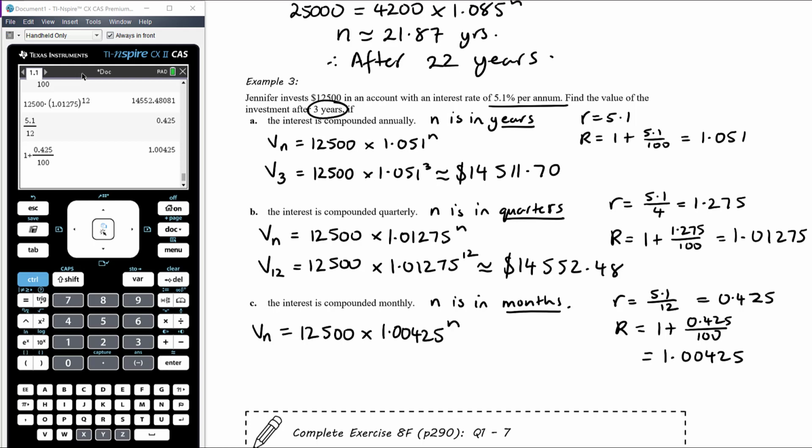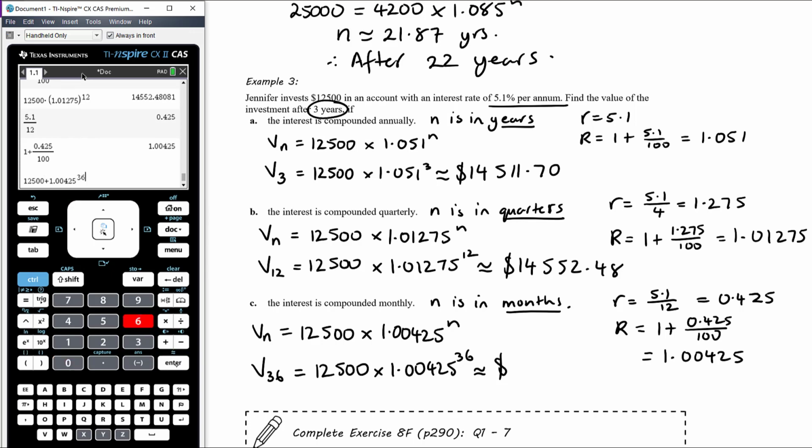Now, if we want the value after 3 years when we're in months, that's the value after 36 months. So 12,500 multiplied by 1.00425 to the power of 36. Okay, so 12,500 plus this number we just worked out up here to the power of 36. Sorry, I've typed something in wrong there, haven't I? Sorry, I realised that instead of multiplying, I've typed addition in the CAS.